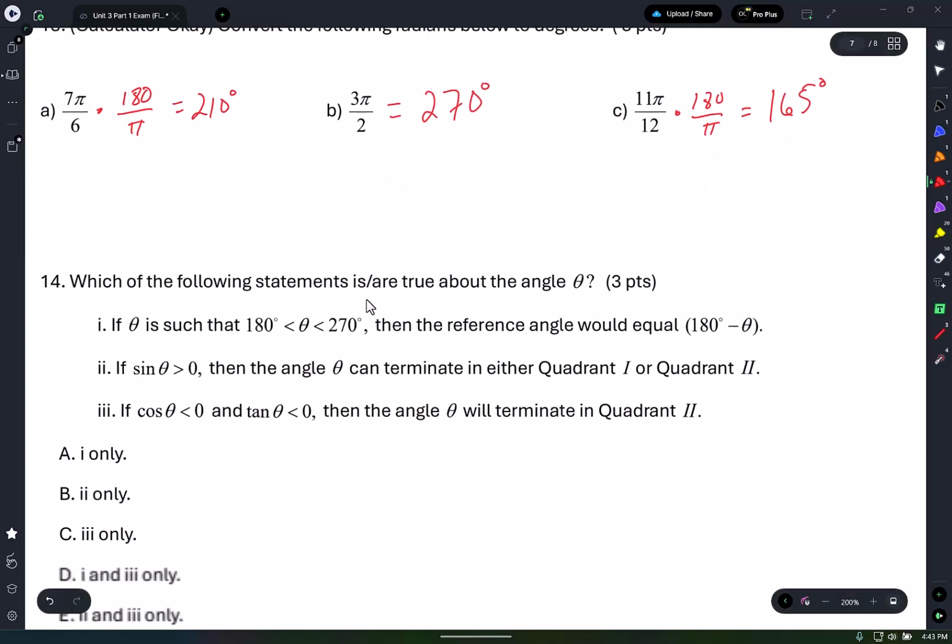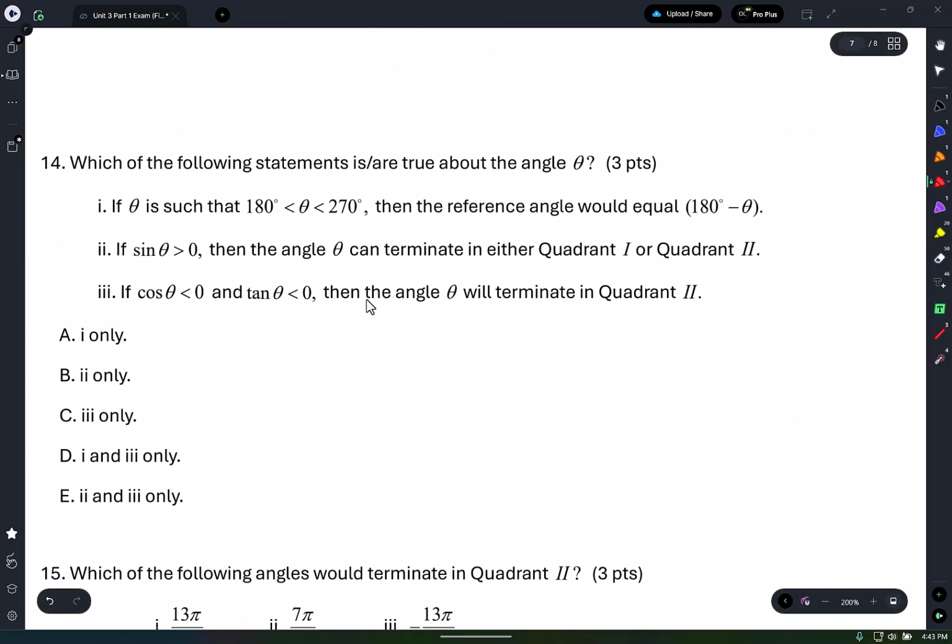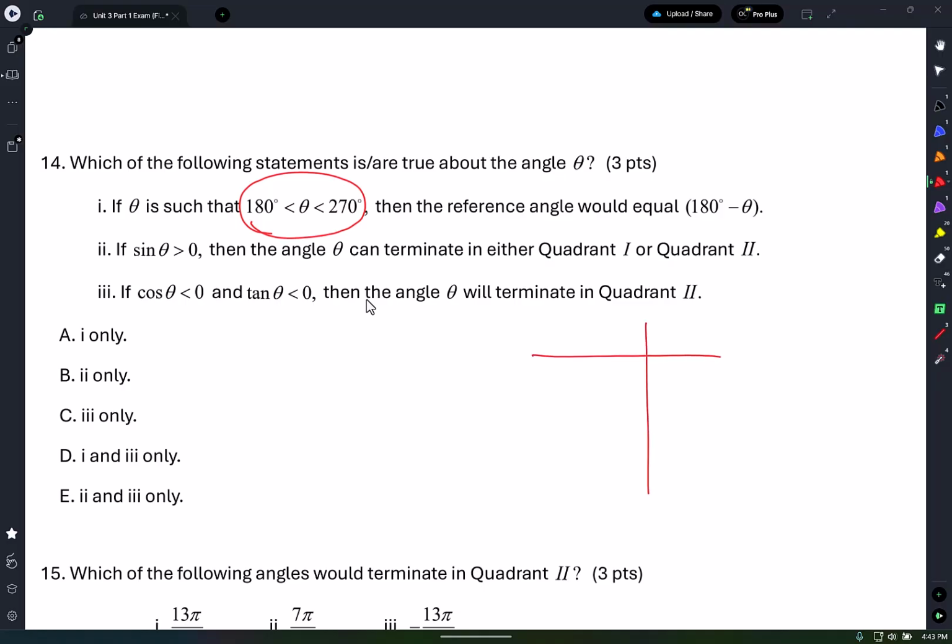Cool? All right. Which of the following statements is true about the angle theta? If theta is such that you're in quadrant 3, then the reference angle would equal 180 minus theta. Nope. If you're in quadrant 3, this is theta. If I go 180 minus this angle, well, that angle is bigger than 180, so this would give me a negative angle. Can the reference angle be negative? Nope. Theta r must be positive.